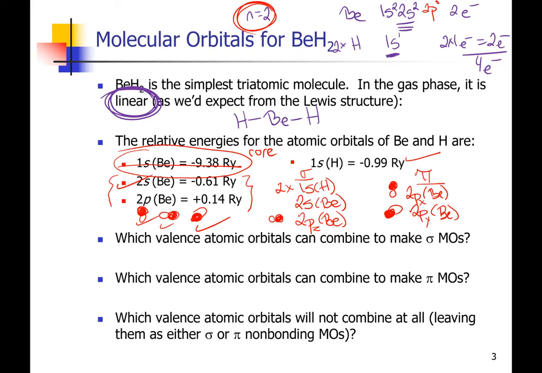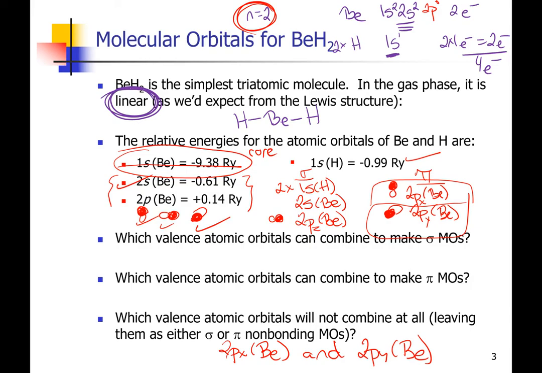Now, since we're asked about which ones can combine, we then need to check our energies and our relative symmetries. While we have 2 different 2p orbitals in the pi symmetric category, one is an x and one is a y, so they do not combine with each other. So they will make pi symmetric non-bonding molecular orbitals. So our 2px on our beryllium and our 2py on our beryllium have nothing to mix with.